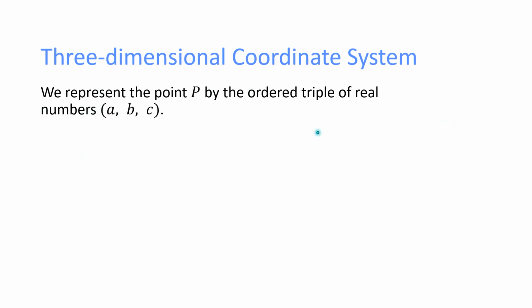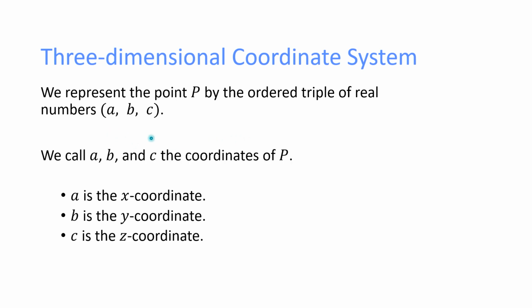We represent the point P by the ordered triple of real numbers a, b, c. We call a, b, and c the coordinates of P. a is the x-coordinate, b is the y-coordinate, and c is the z-coordinate.